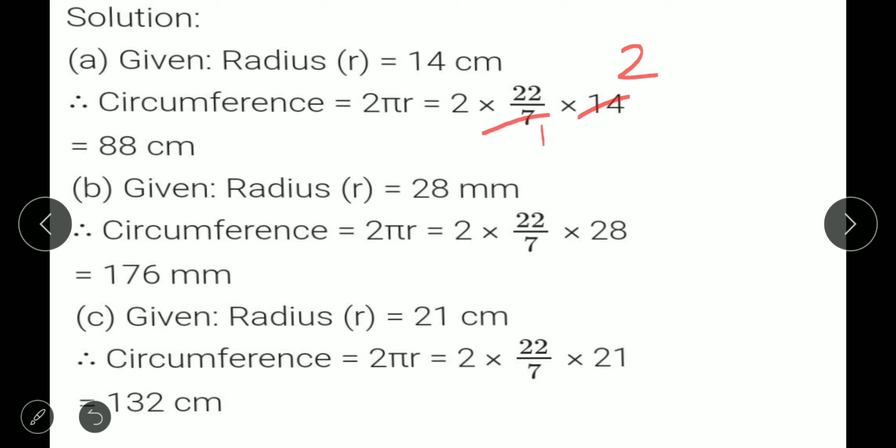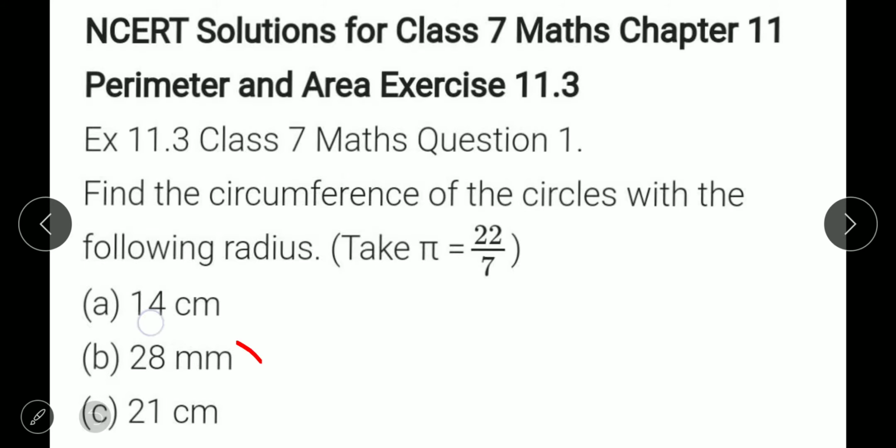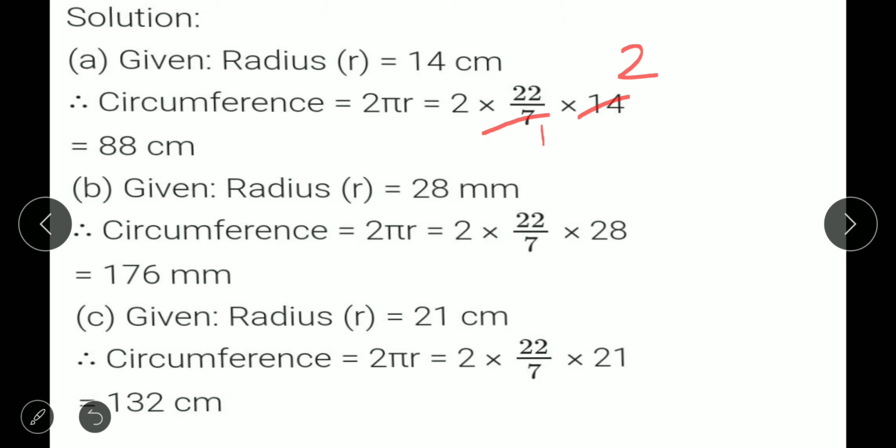Similarly we have to do the second part, the B part. In B part radius is given as 28 millimeter. So again in place of r we have to put 28 millimeter. Then apply the formula, circumference equal to 2 pi r, 2 into pi 22 upon 7 into radius 28, millimeter given. Now solve it. 7 4s are 28, then 4 2s are 8 and 8 22s are 176 millimeter.